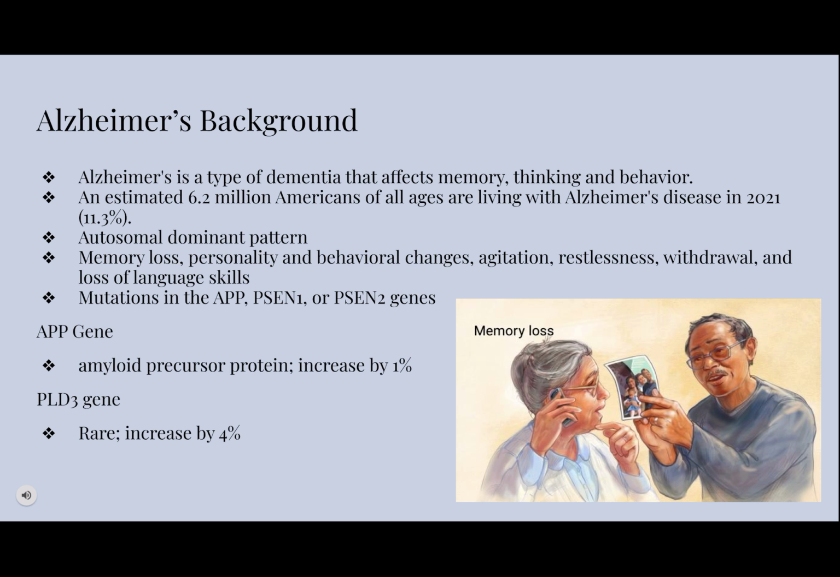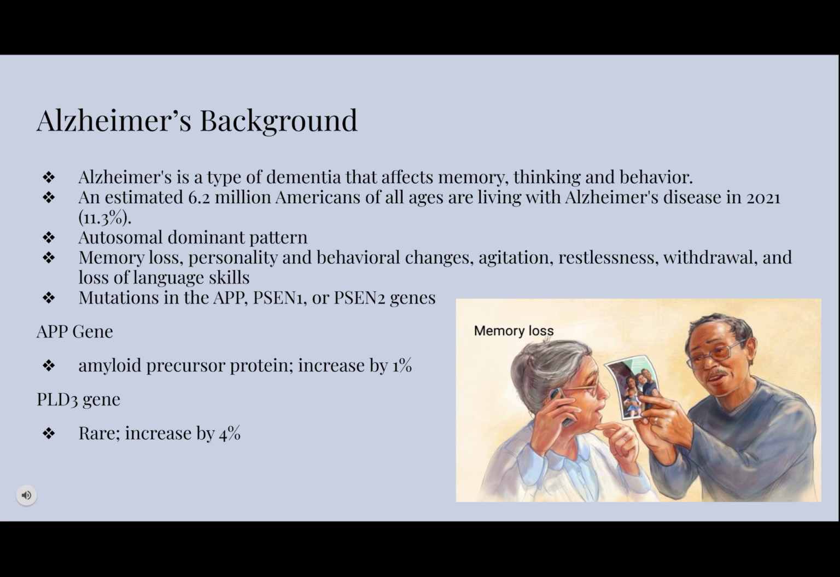An estimated 6.2 million Americans of all ages are living with Alzheimer's disease in 2021, which is 11.3% of the population. It is inherited as an autosomal dominant pattern. This means that a single copy of the disease-associated mutation is enough to cause the disease.